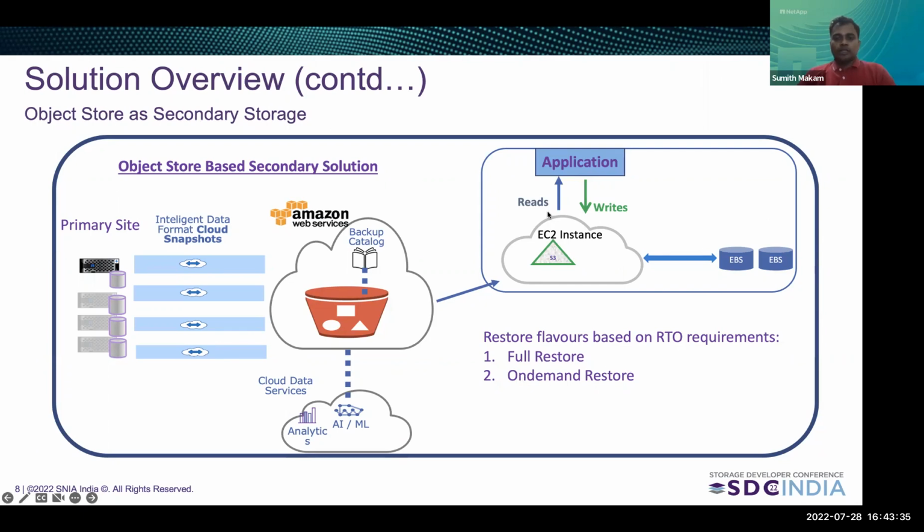But if the applications do not have any stringent RTO requirement, but they are latency sensitive, meaning that they cannot tolerate higher latencies, in those cases, complete data can be restored to EBS drives and then applications can be started. This is called a full volume restore.